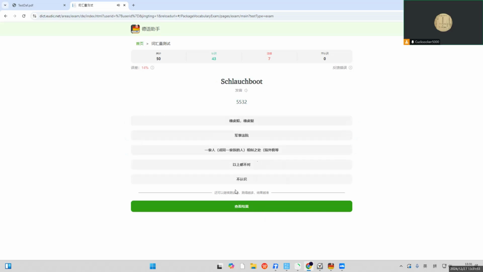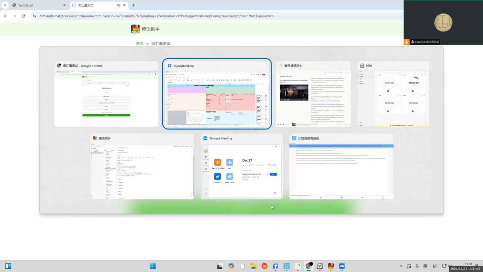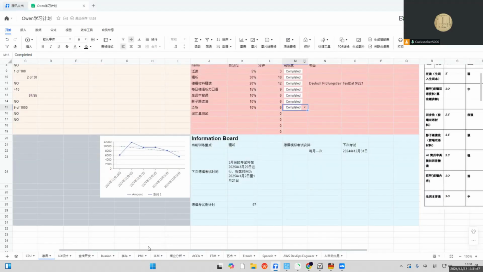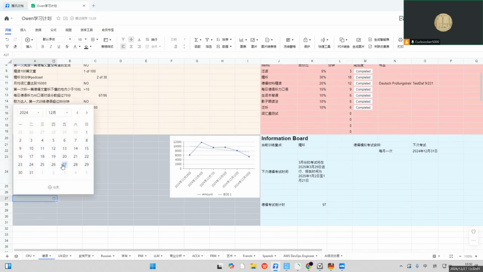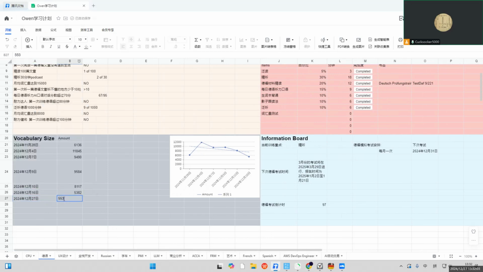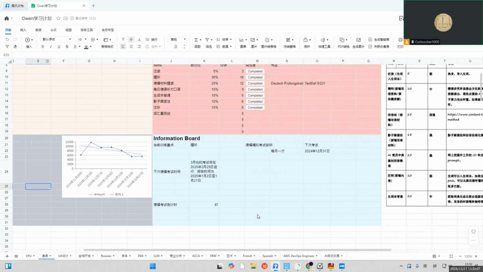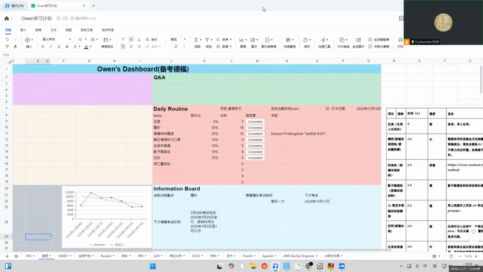Okay, Das Schlauchboot. 5,532. And let's see today. Okay, I have a little bit of increase in the vocabulary size, and that is fine. So thank you for joining, and I'll see you in the next one.